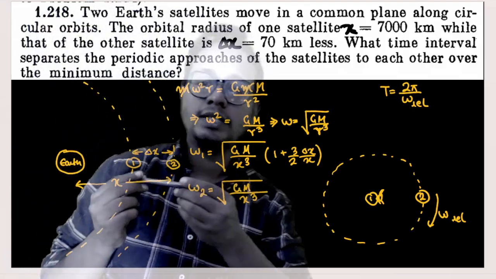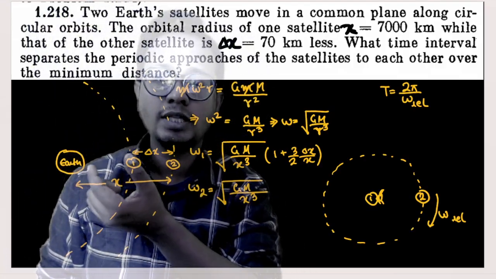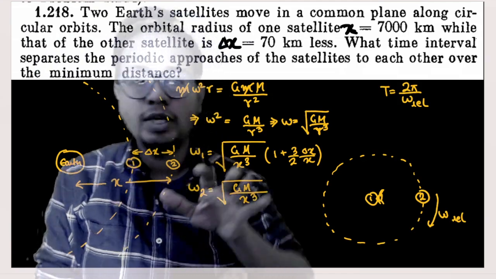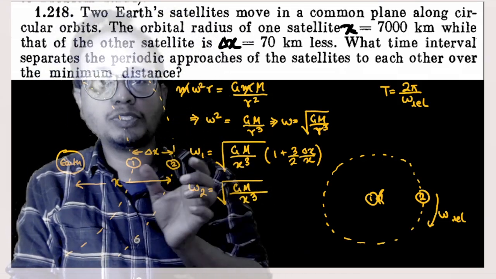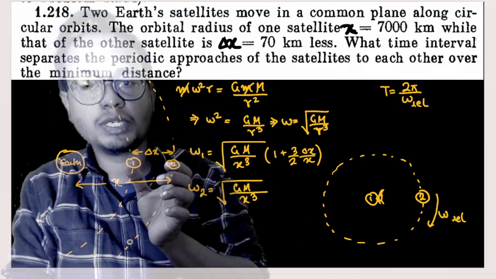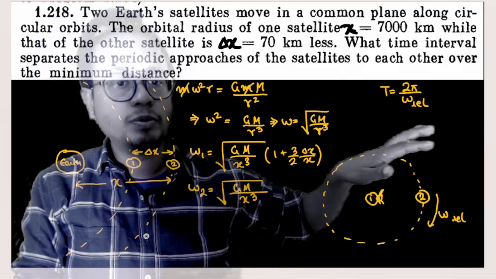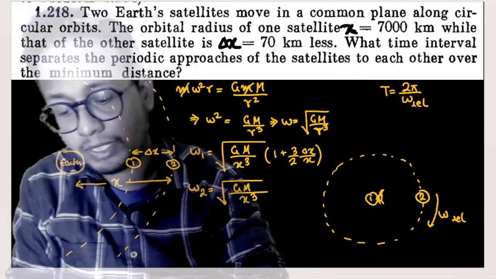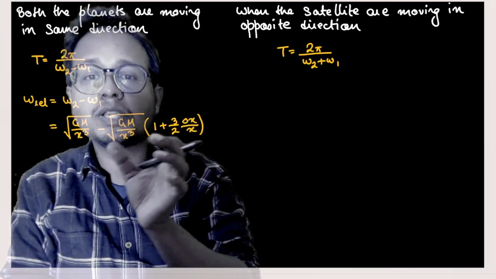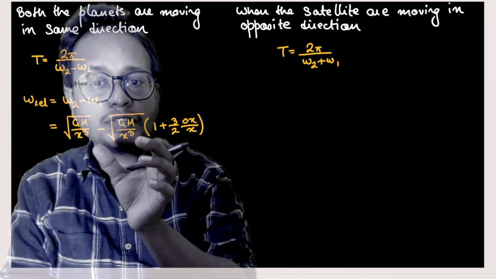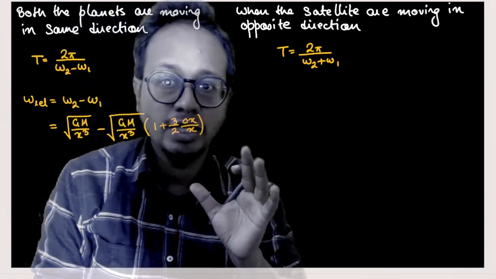Because by logic we can already see one satellite is nearer to Earth, so it will go much faster, no? So when I did omega 2 minus omega 1, what does that mean? Omega 2 minus omega 1 means the relative velocity of 2 with respect to 1 would be in the negative direction. So the negative that appears here is nothing but the direction of the relative angular velocity. Nothing more, nothing less.